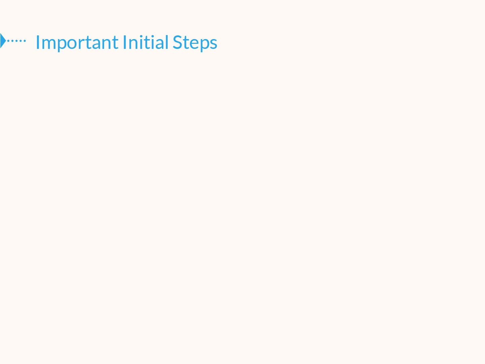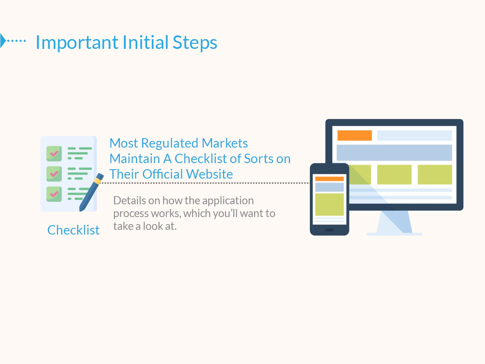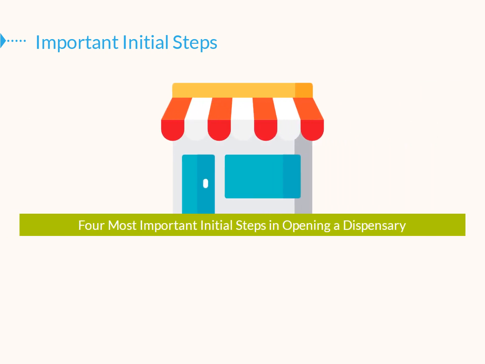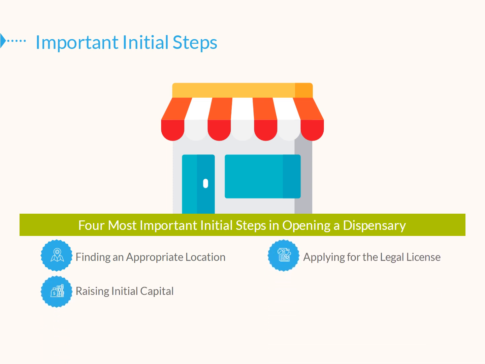Important initial steps. Most regulated markets maintain a checklist of sorts on their official website that details how the application process works, which you'll want to take a look at. Generally speaking, however, the four most important initial steps in opening a dispensary, no matter the region, can be boiled down to finding an appropriate location, applying for the legal license, raising initial capital, and drafting a solid business plan.